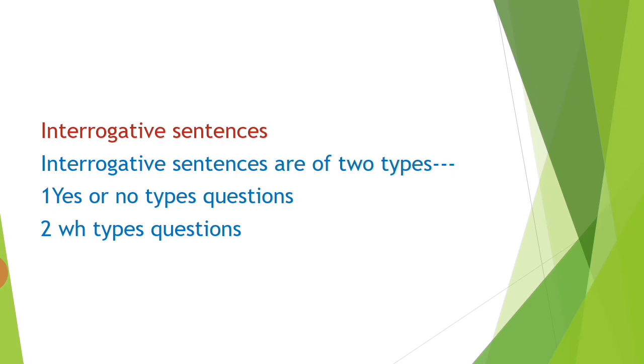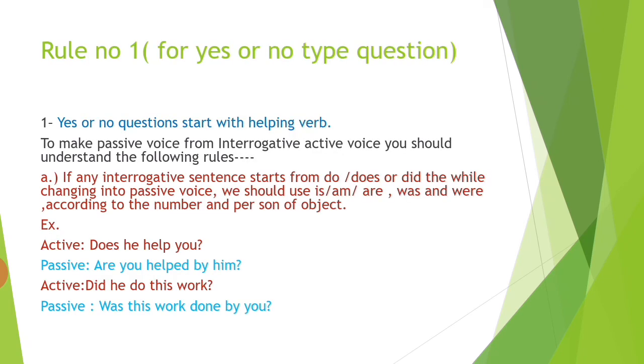Interrogative sentences. Let me tell you first, interrogative sentences are of two types. First, yes or no type questions, and second, WH type questions. Very first, we will talk about the yes or no type questions. Yes or no type questions start with a helping verb. To make passive from interrogative active voice, you should understand the following rules.